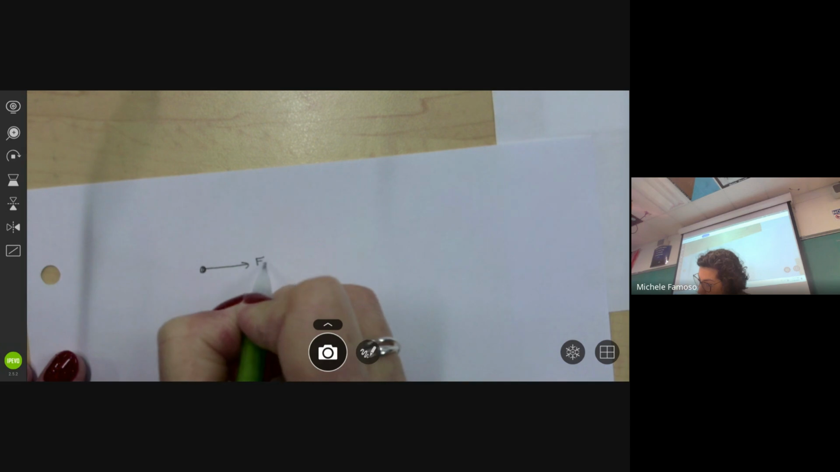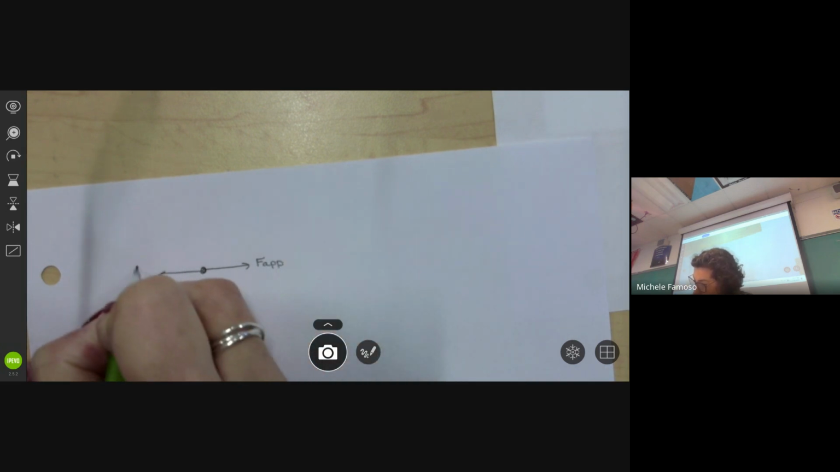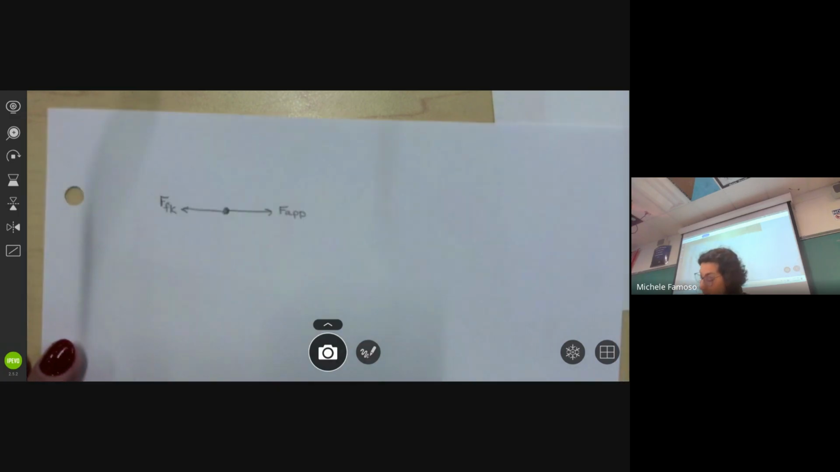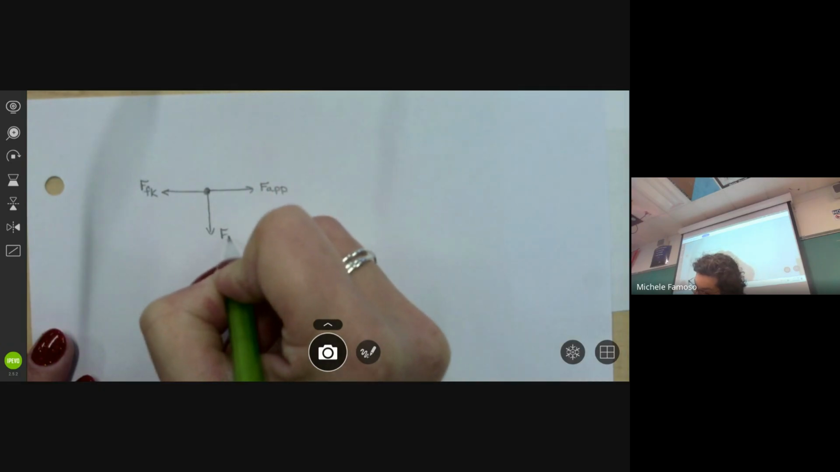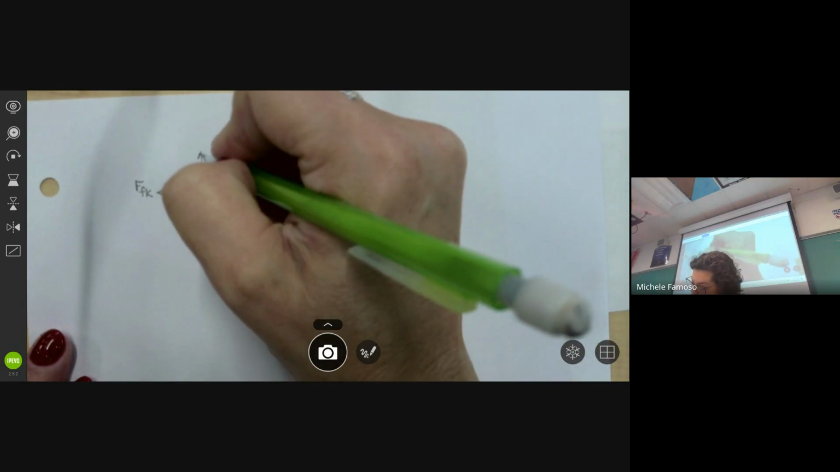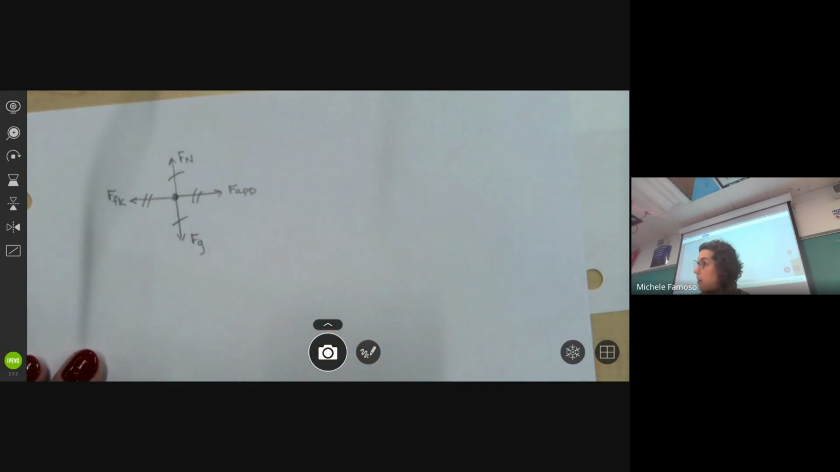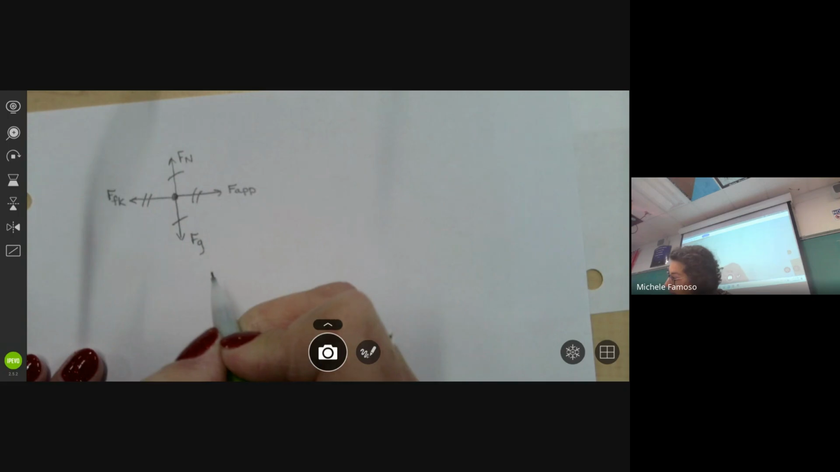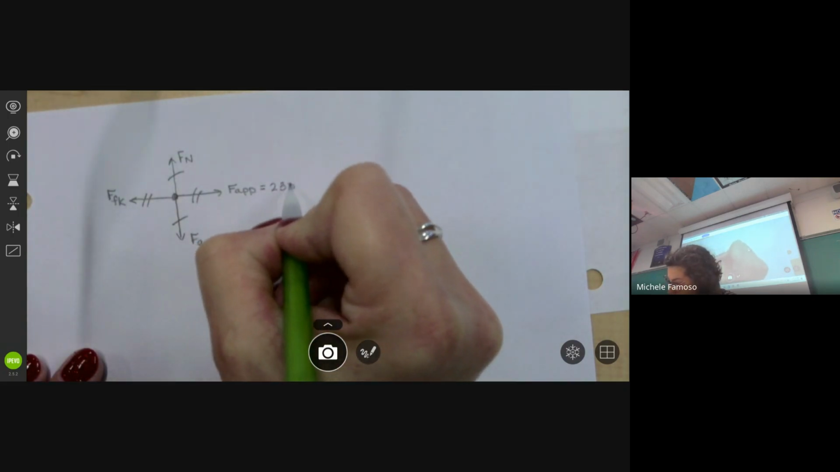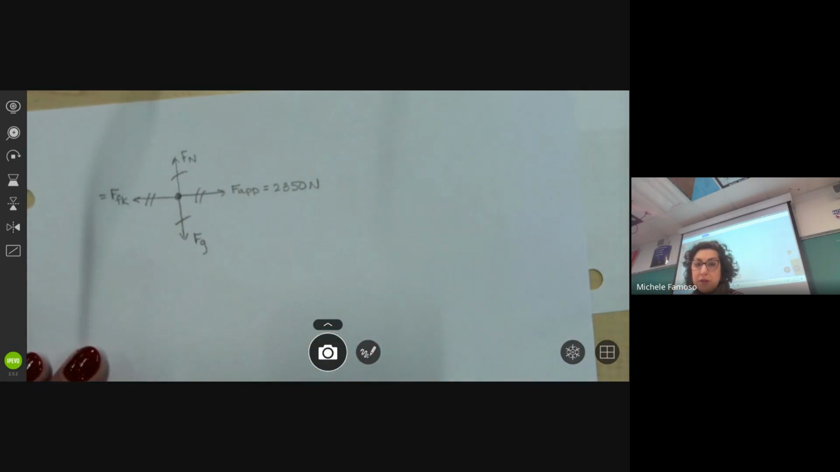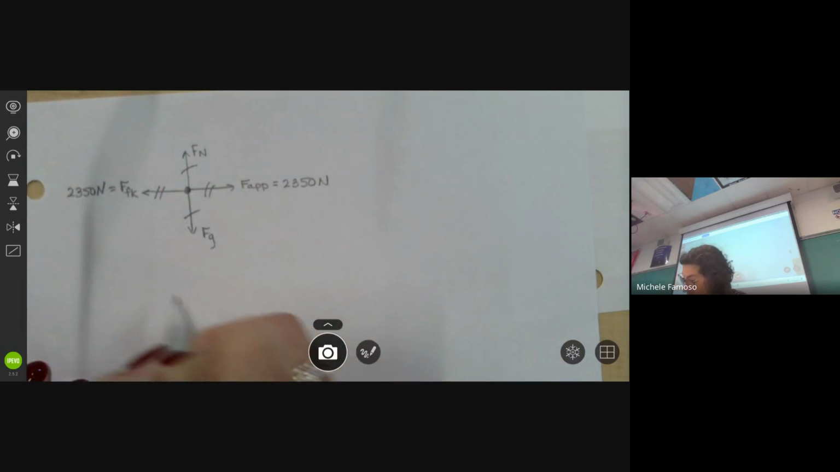So I'd have an applied force in one direction, a force of kinetic friction in the other direction, the weight of that sled with the coach on it pulling it down, and the normal force pulling it up. I know those are going to balance, and these are going to balance. And I know that this force is 2,350 newtons, which means that force of kinetic friction is also 2,350 newtons. Now, the other things I know are the mass, which is 300 kilograms, and I am asking you to find the mu K value.